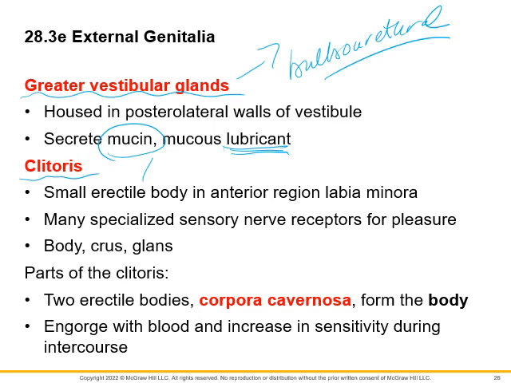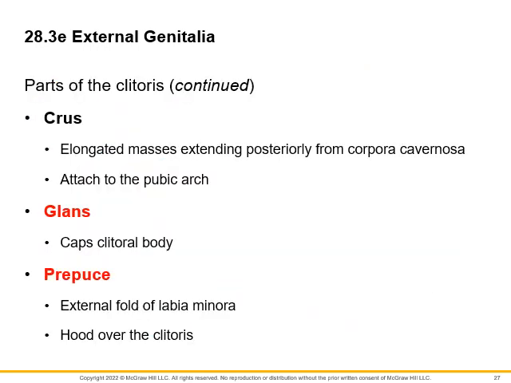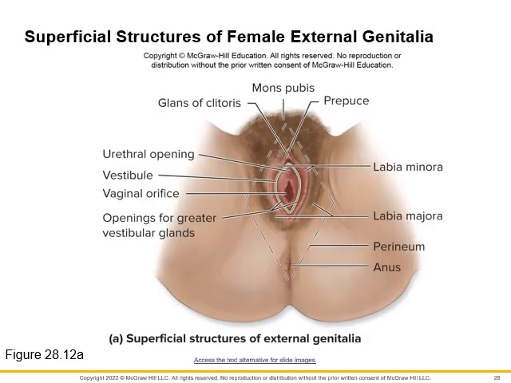The clitoris, this is a small erectile body. There's lots of nerve receptors, and you're going to see some terms that we've used to describe male external genitalia. They also have 2 erectile bodies, corpora cavernosa. These are going to fill with blood, increase sensitivity during intercourse. So there is a glans penis and there is a prepuce. So this is prepuce in males and females. In males, we call it foreskin. Prepuce in females, it kind of looks like a hood over the clitoris.